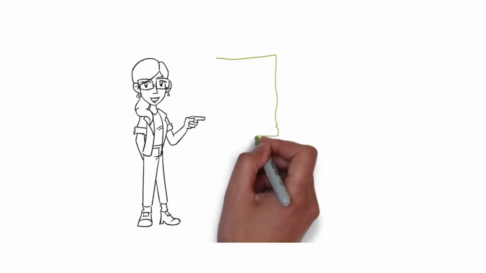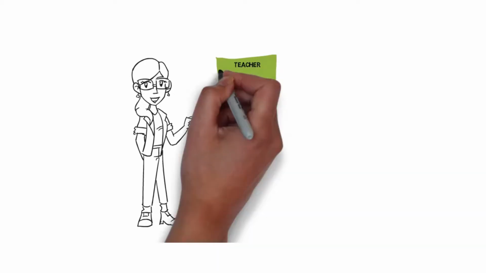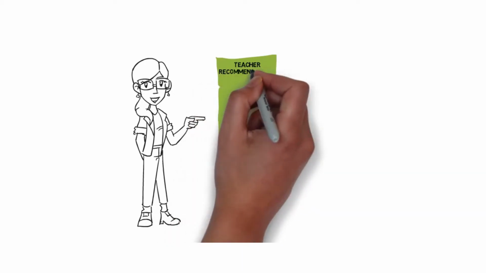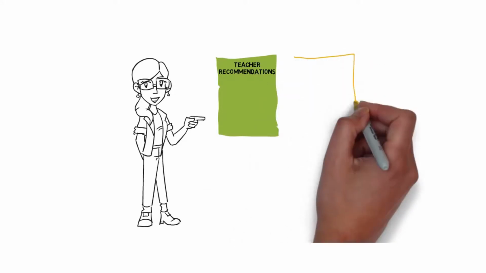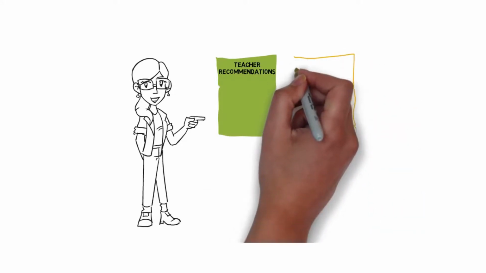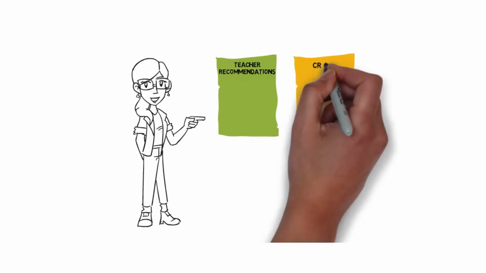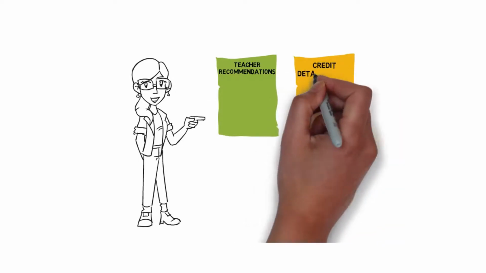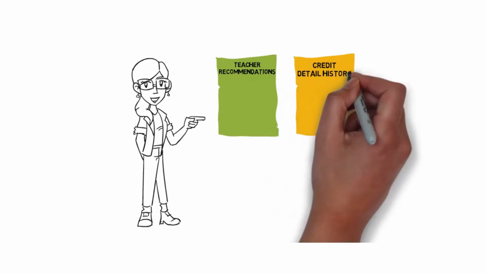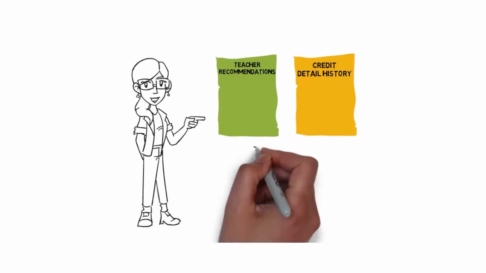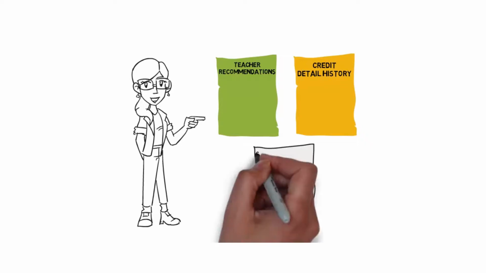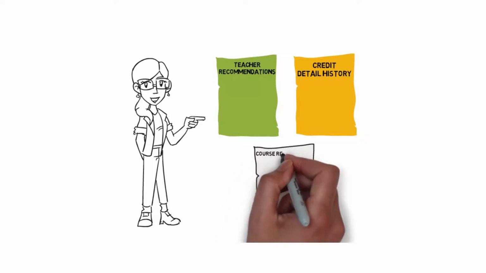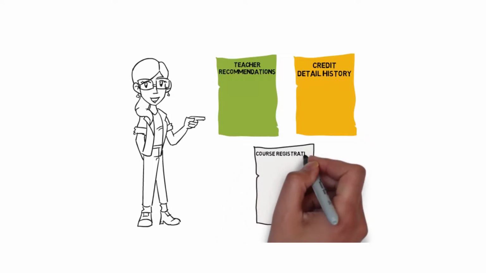There are 3 important papers in the folder you were given by your advisor. Please take them out and place them on your desk. You should have a green-colored teacher recommendations reference, yellow-colored credit detail history, and a course registration sheet. Each of your teachers has met with you to discuss their recommendation. Use the teacher recommendation sheet as a guide as we begin to select the courses in each subject area. The credit detail history will help you know what courses you have already earned a credit in.